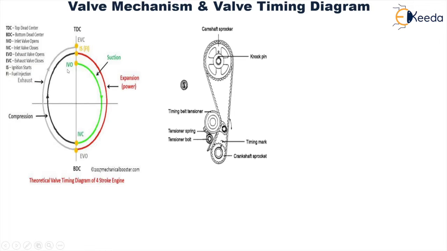This is called a valve timing diagram. Let us see one by one what the different elements are. Top dead center, TDC. Okay, this is the TDC. Bottom dead center, this is the BDC. Now, this valve timing diagram is basically for a 4-stroke SI engine. We know that the total strokes, suction, compression, expansion, and exhaust, take place within 2 revolutions of the crankshaft in a 4-stroke SI engine.